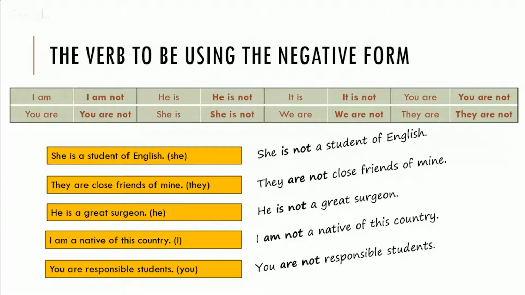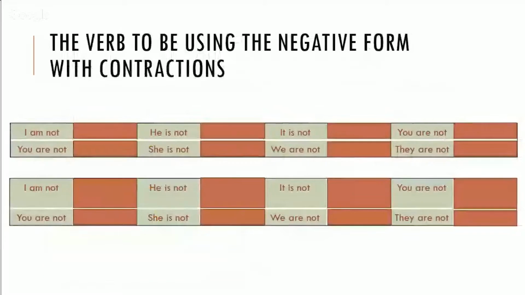Okay, so let me know if you have any questions. If not, I'm pretty sure that we were able to get those correct. All we did was add the word not after the verb to be, and that gave us the negative form. Moving on to the next page, I'm going to show you the verb to be using the negative form with contractions.